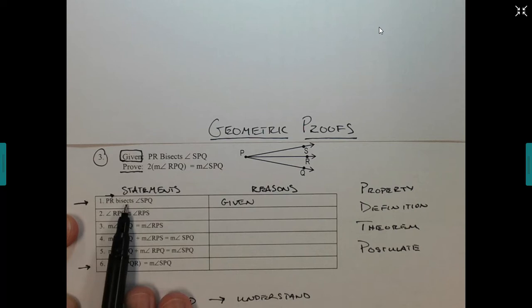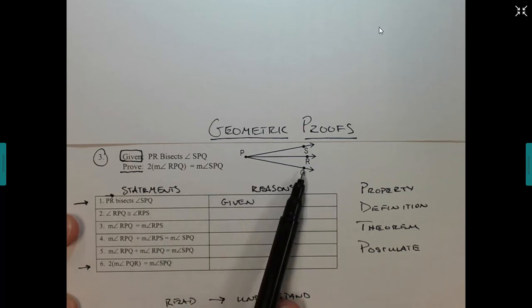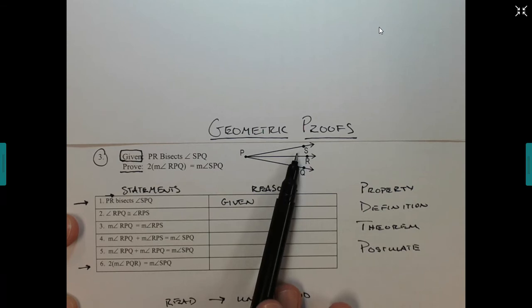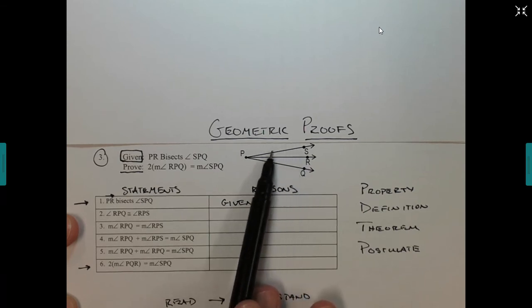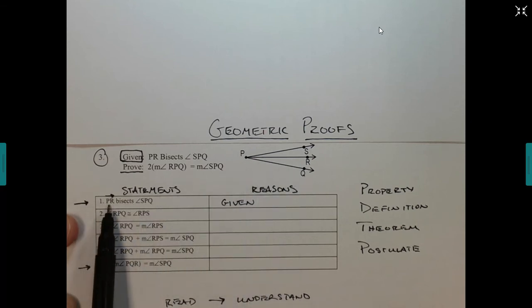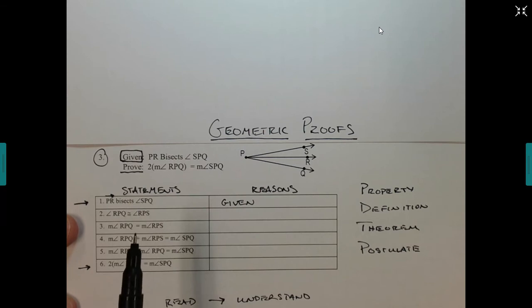Now we need to know, so that was on my list earlier, bisect means to cut something in half. And angle SPQ. If you don't know, there's actually 3 angles up here. This small one on top, there's a small one on bottom, and then there's the whole thing, angle SPQ. Well, they're saying ray PR bisects the big angle. And if this ray's cutting it in half, I know if I cut something in half, I end up with 2 equal pieces.